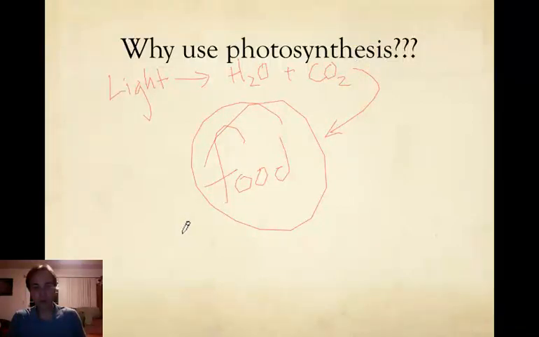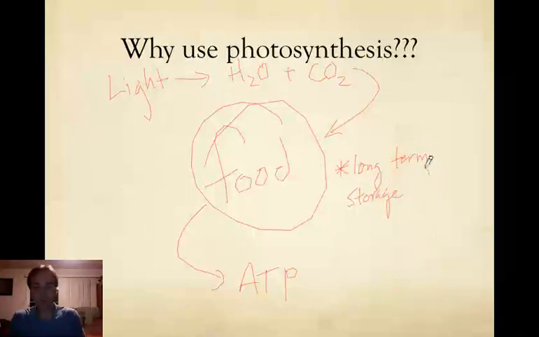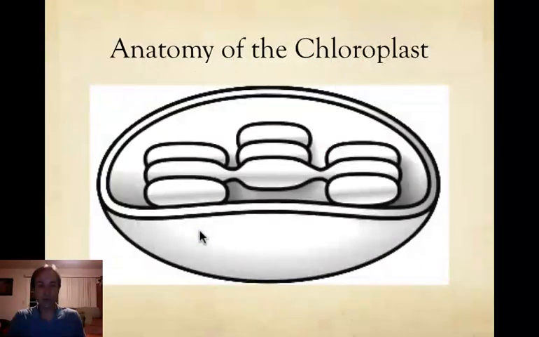Later on, when they need to do things like grow, repair, and reproduce, they can take that food and turn it into usable chemical energy known as ATP. So food is really just a way of creating a long-term storage for energy. Photosynthesis is going to make that food, and then later on they can access that food for energy. So the big goal is, again, food. That's what photosynthesis is all about, making food.